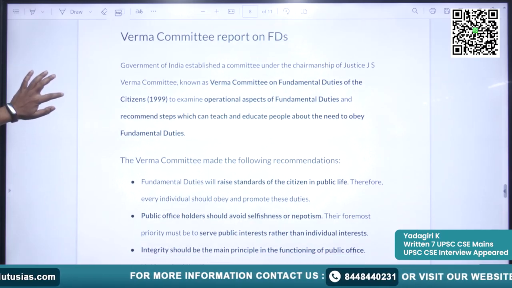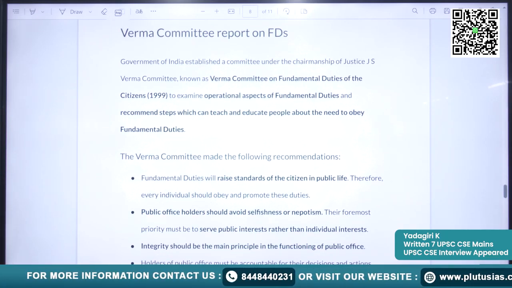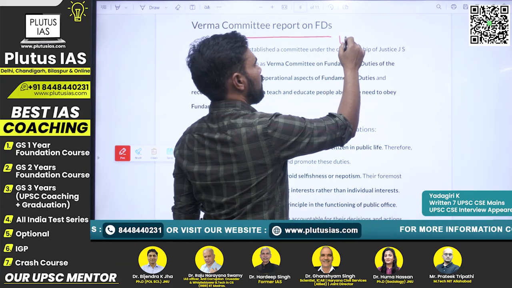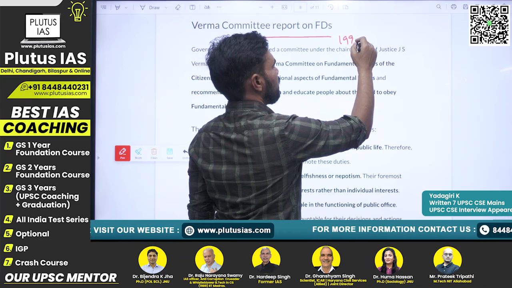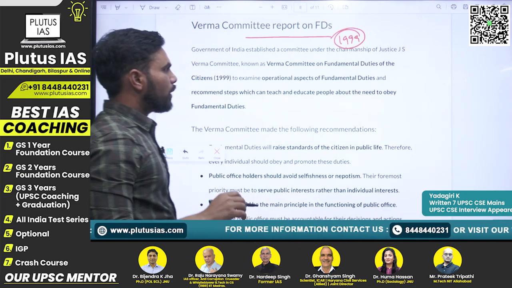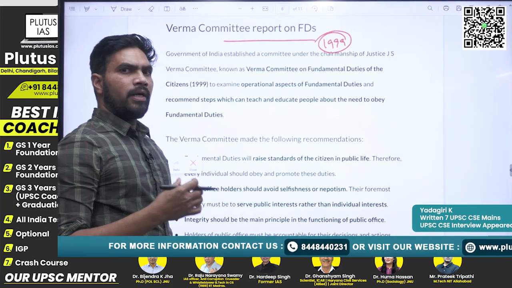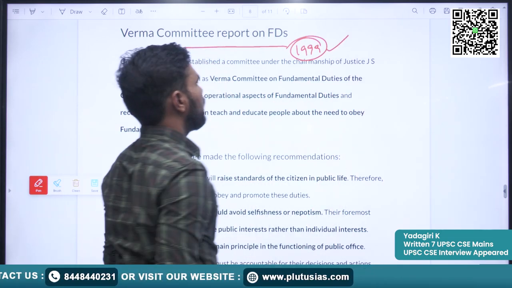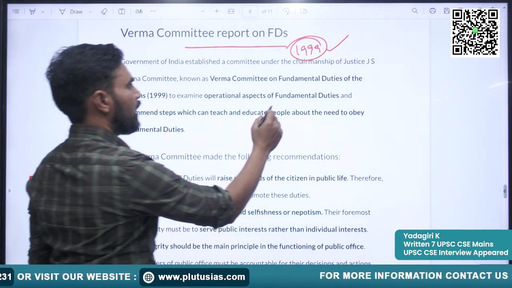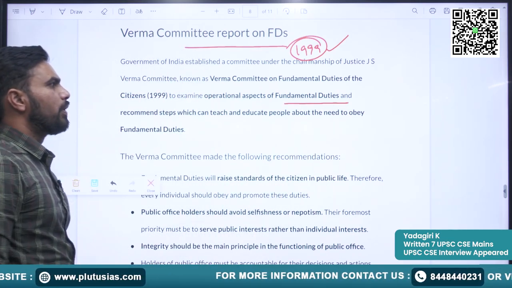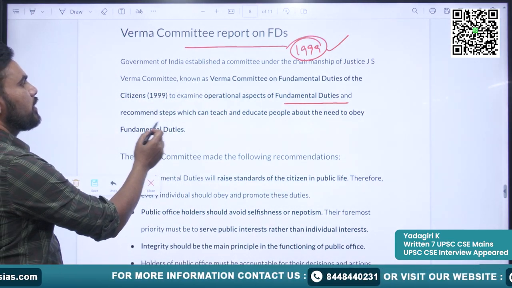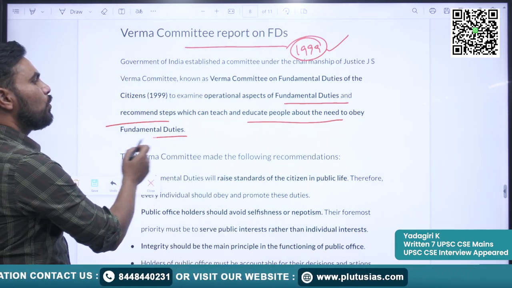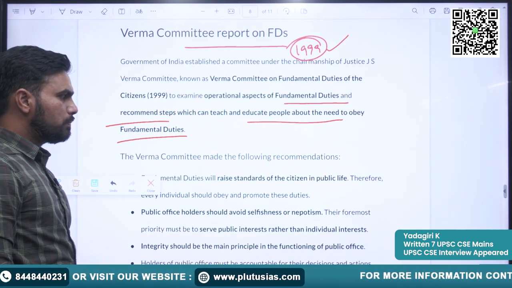Right. Now we will see another important aspect about the fundamental duties, that is the Verma committee report on fundamental duties. A committee under the chairmanship of J.S. Verma has been constituted in 1999 to examine and recommend steps for effective implementation of fundamental duties. The mandate of the committee was to look into the operational aspects of fundamental duties and recommend steps which can teach and educate people about the need to obey fundamental duties.